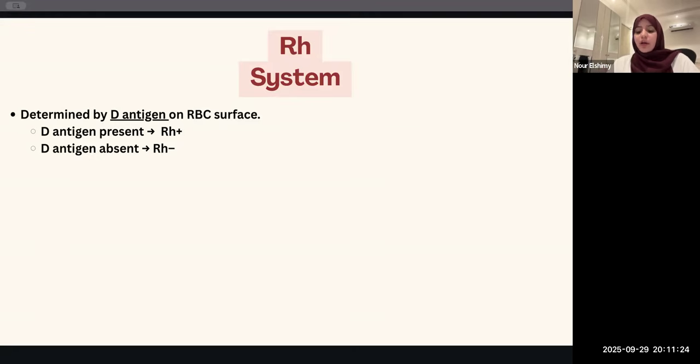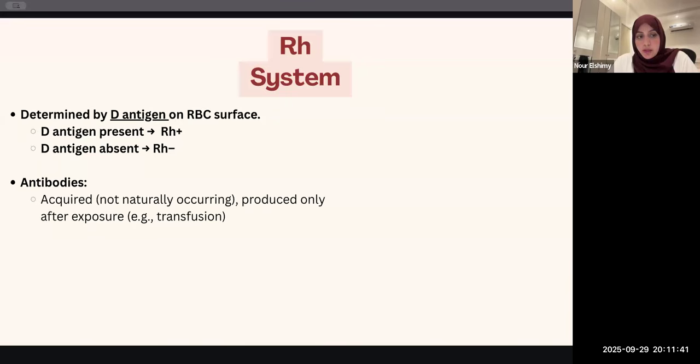Okay? And how can we determine this? It's determined by something called D antigen. So if your red blood cell expresses D antigen, then you are Rh positive. But if your body does not express this antigen, then you are Rh negative. So obviously, again, antigens means there's always an antibody. If someone expresses a D antigen, there's always going to be an antibody attacking this in other patients that do not express the same antigen.